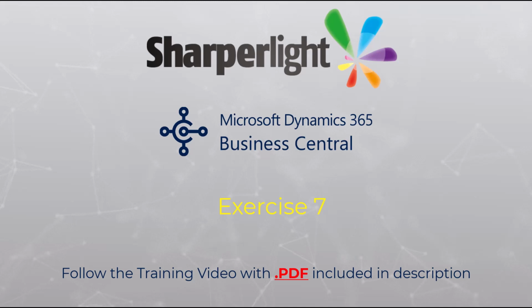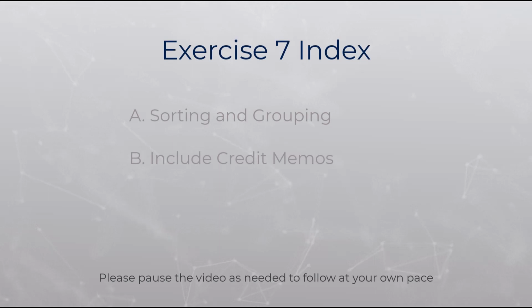This is exercise 7. Please follow the video carefully and if needed, use the PDF listed within the description for further information. In this exercise, we create a query against the sales invoice table and use sorting and grouping on our outputs, and then add a filter for include credit memo.